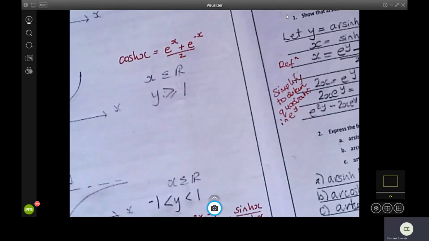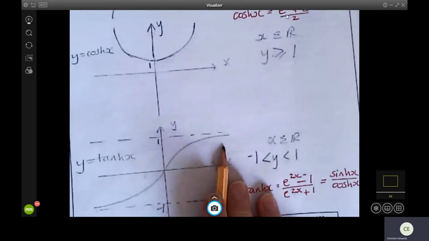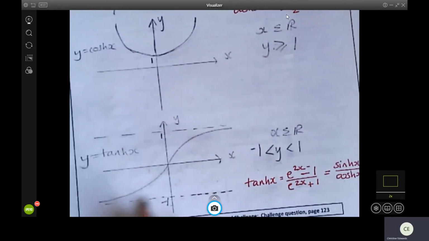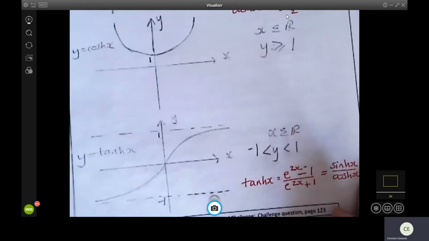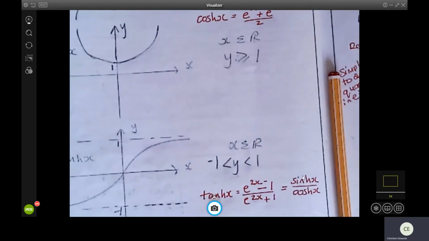And we could consider negative infinity in a similar way, and we will find that the graph tends towards the asymptote at -1. So those are the graphs, and that is your introduction to hyperbolic functions.